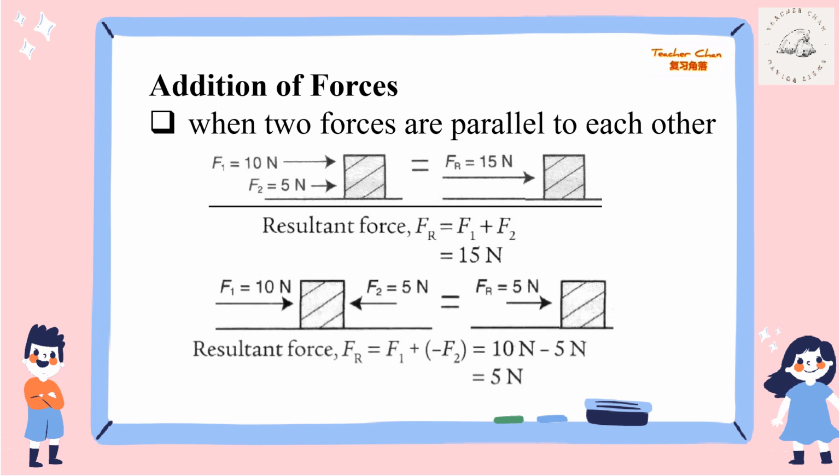Second example, when two forces acting on the object are in different directions, you have to remember to put a negative sign on the smaller value. That's why 10 Newton plus negative 5 Newton, you will get a resultant force of 5 Newton.